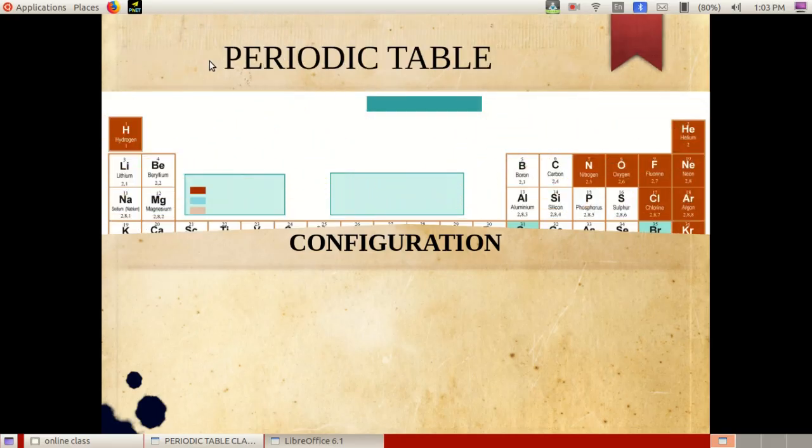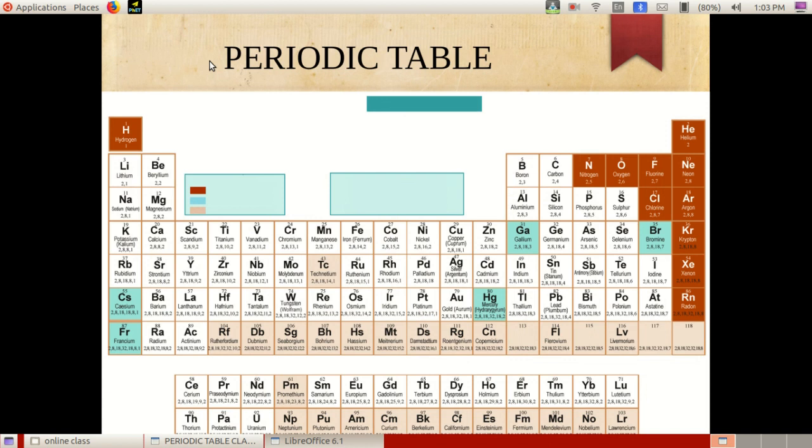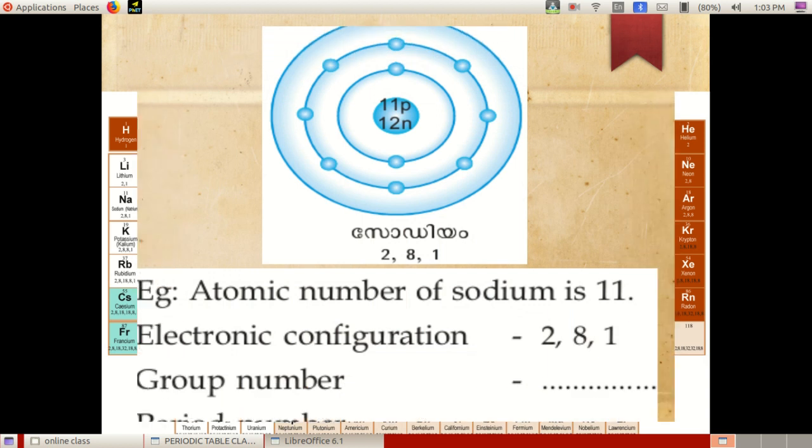Hi students. Last year we studied about the periodic table, in which there is a comprehensive classification of elements based on atomic structure. What is the basis of classification of elements in the periodic table? You know, it is the atomic number. If you know the atomic number, we can determine its position, nature, group and period of the element.